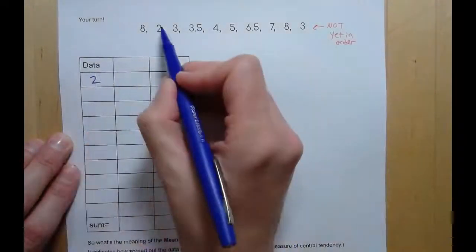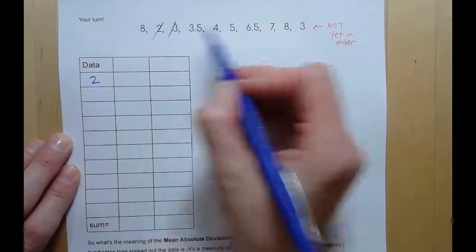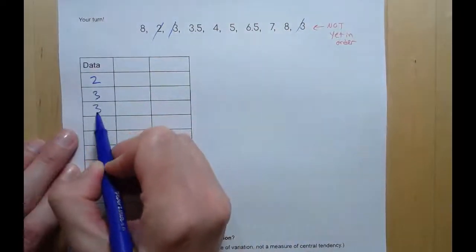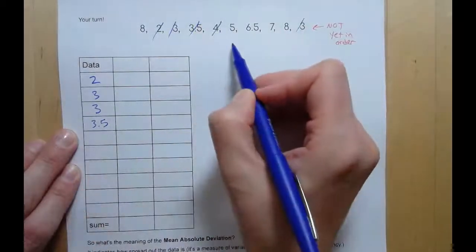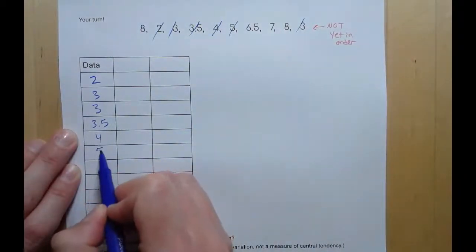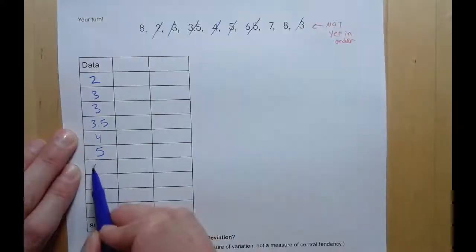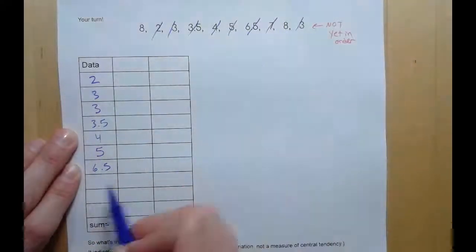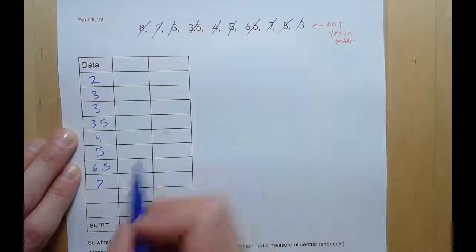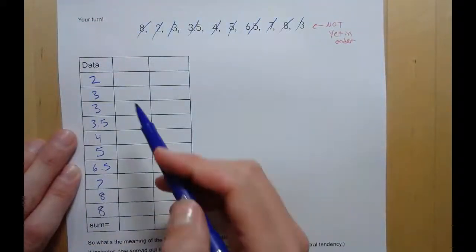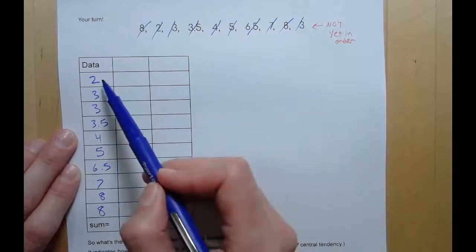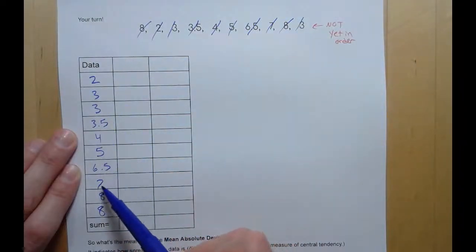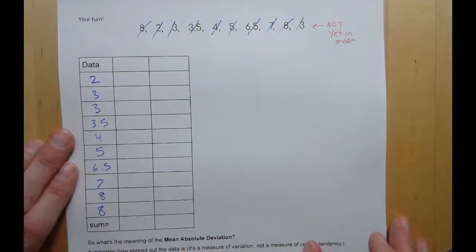I can see that we have a 2. We have a 3 and a 3. We have a 3.5 and a 4 and a 5. We have a 6.5, a 7, and 2 eighths. Okay, did I miss anything? I have 1, 2, 3, 4, 5, 6, 7, 8, 9, 10 numbers. I purposely gave you 10 boxes.